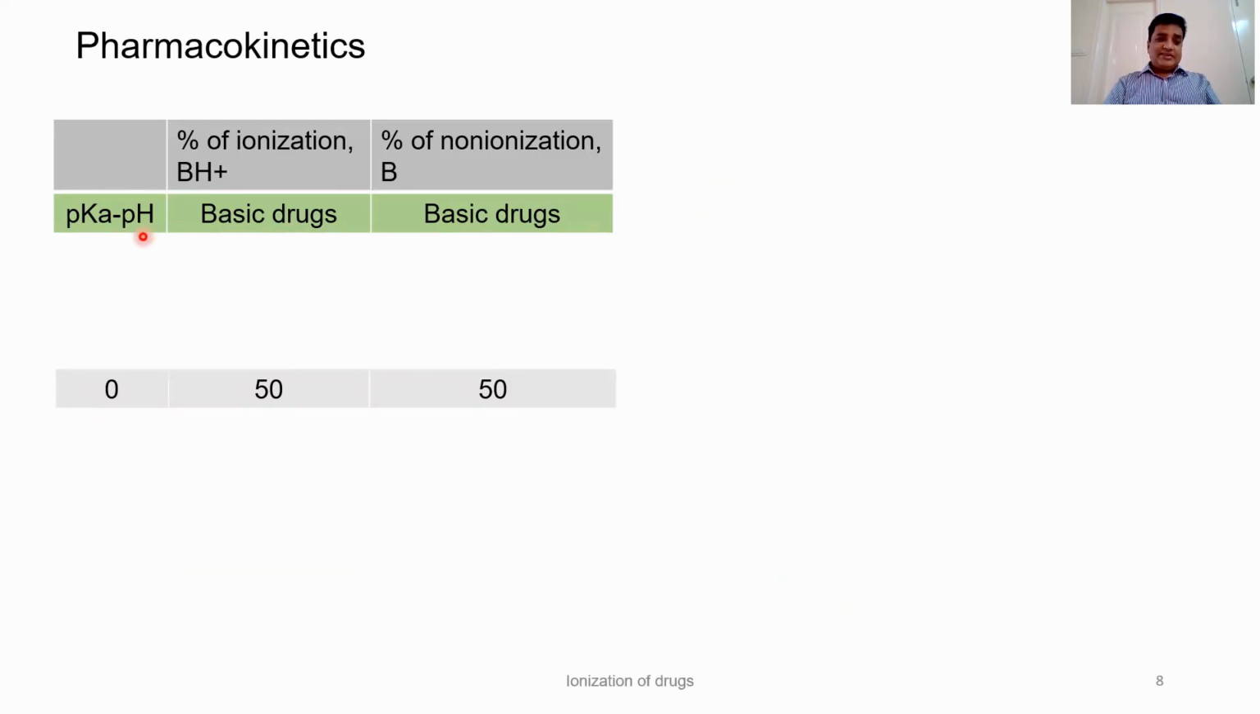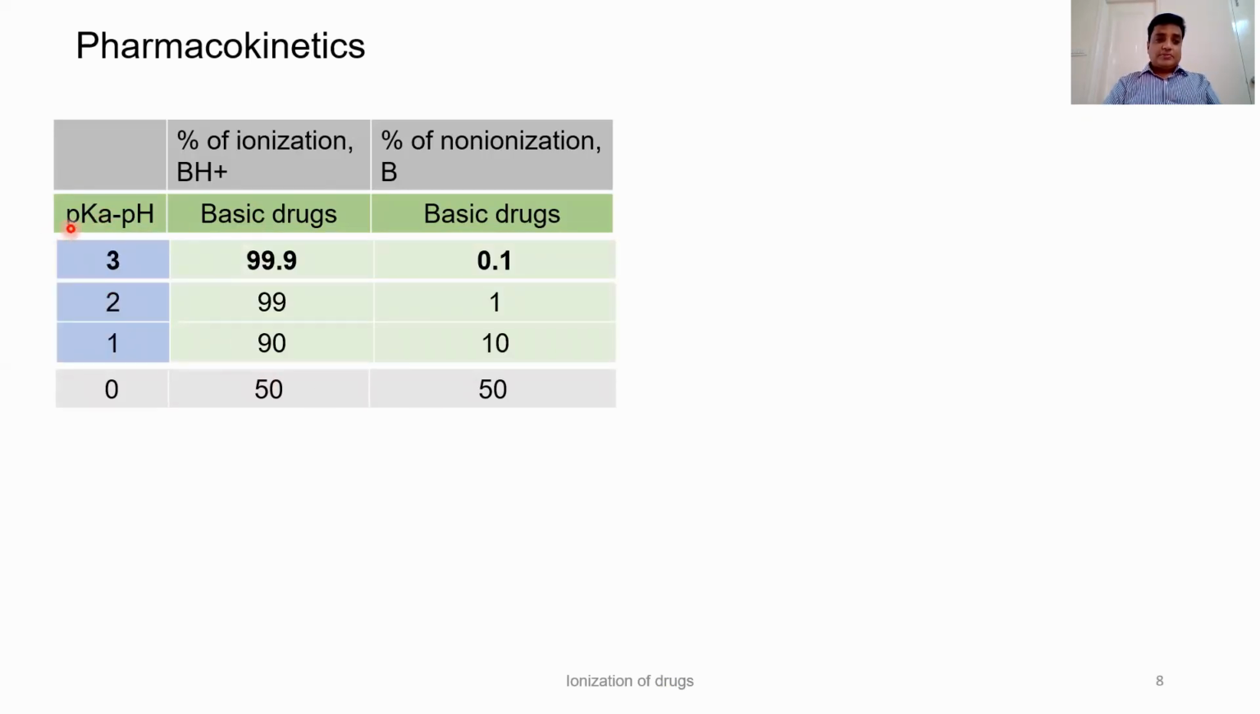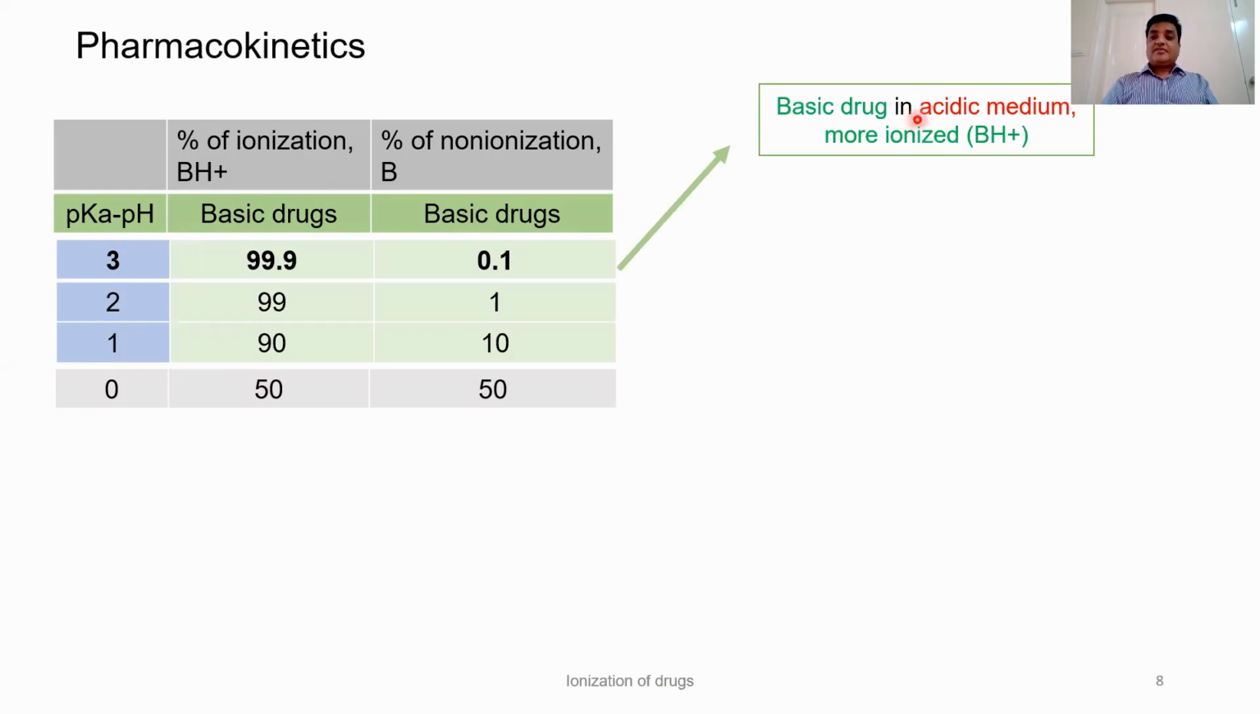When pKa is equivalent to pH, they are 50% ionized. When a basic drug with a certain pKa is kept in a surrounding where the pKa minus pH is 1, 2, or 3, it means the surrounding is more acidic and the drug is more basic. What it means is that the basic drug is kept in a more acidic medium. So the acidic medium wants to donate protons, the basic drug wants to accept, so they become more ionized. More is again 90, 99, or 99.9%.